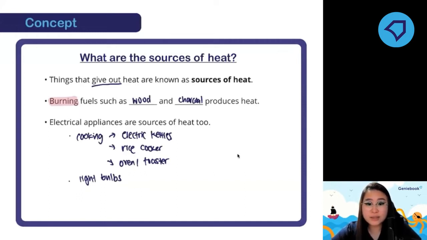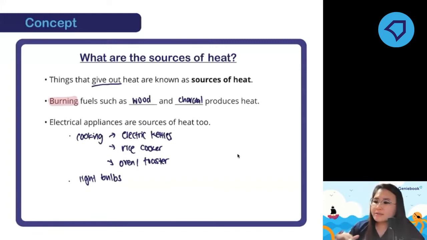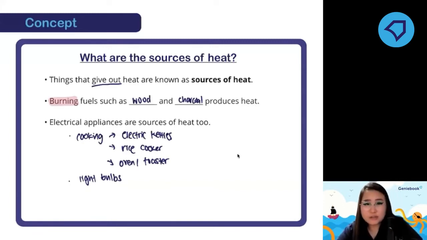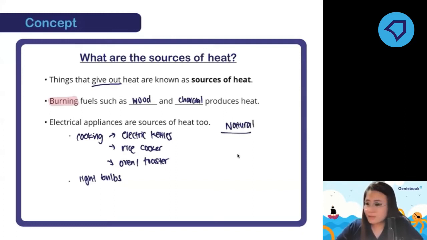Ooh, stars. What about stars? Very good question. We can categorize these sources of heat between natural versus artificial sources of heat. Under natural sources, we've listed a couple of artificial ones. So natural sources, what can be a source of heat? We have sun, star, what else?